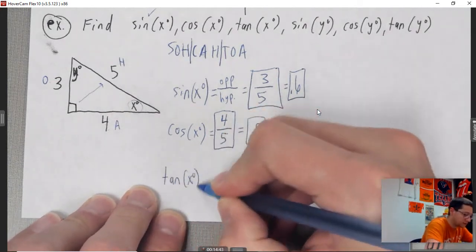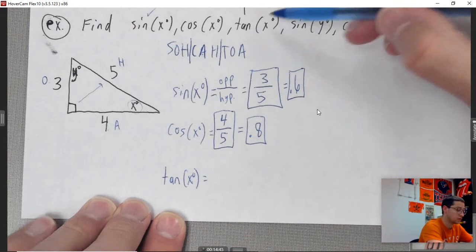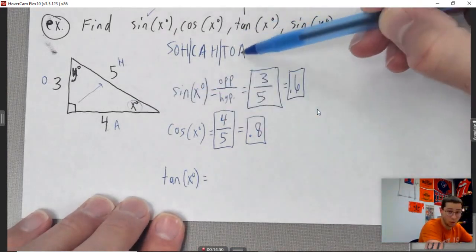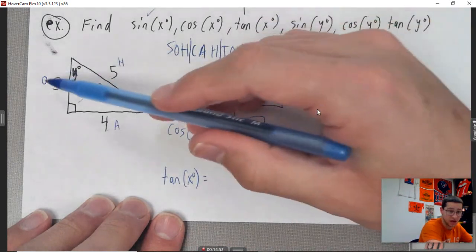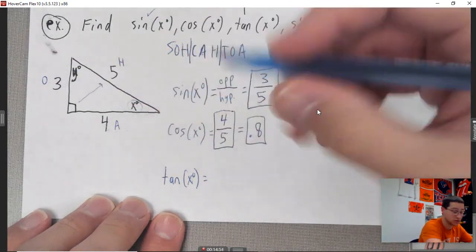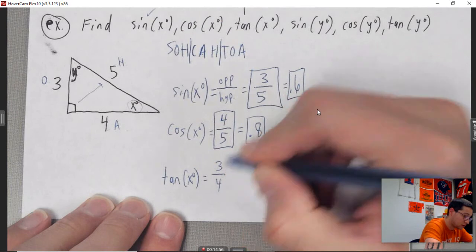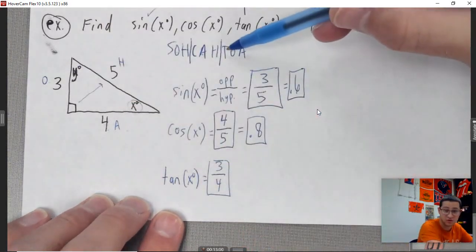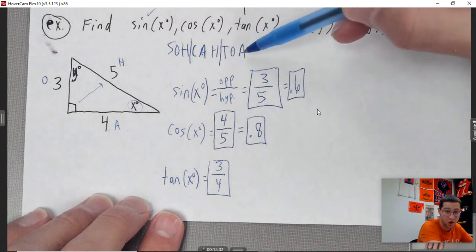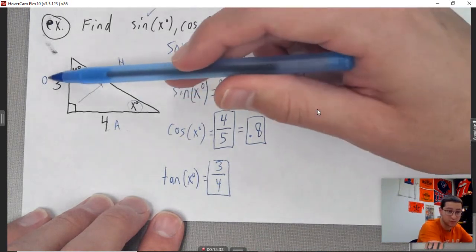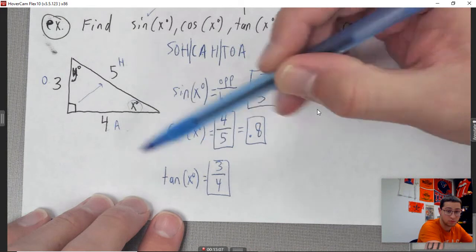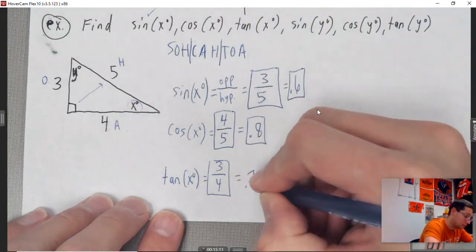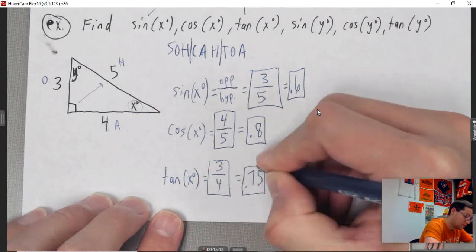Tangent of x. So I'm, again, comparing it to x. Tangent is equal to the opposite over the adjacent. So this one's going to be 3/4. And if I've labeled everything, then it makes it relatively easy. I'm just using the letters. So tangent is equal to the opposite over the adjacent. Opposite, which is 3, over the adjacent, which was 4. So this is equal to 0.75.